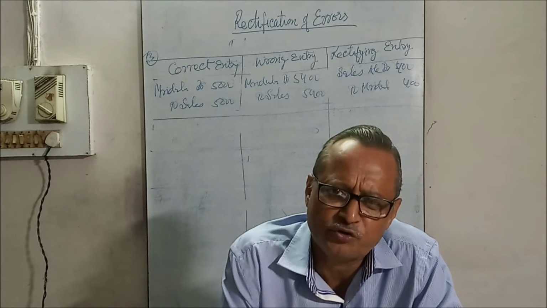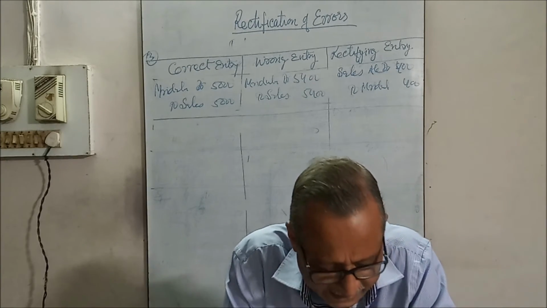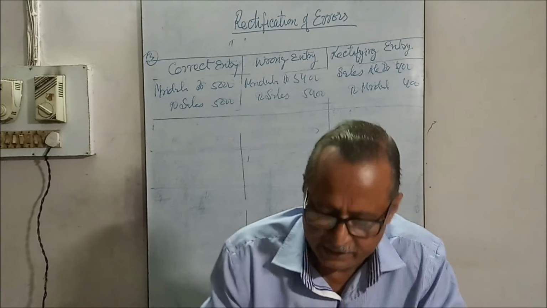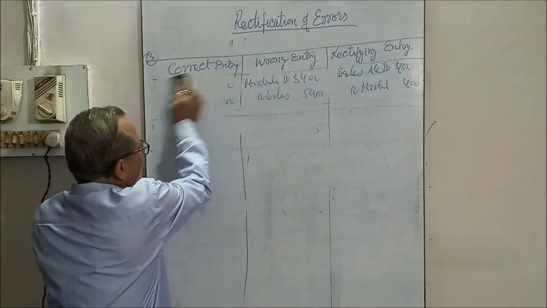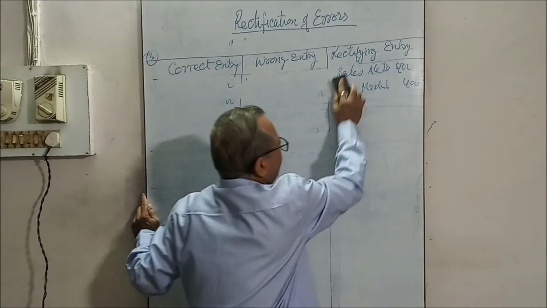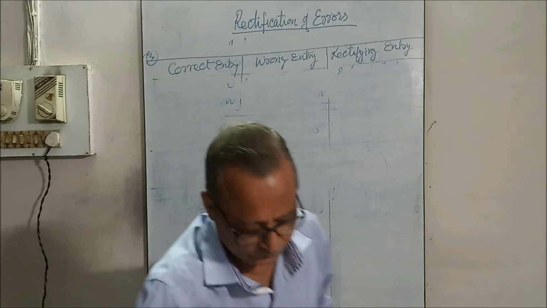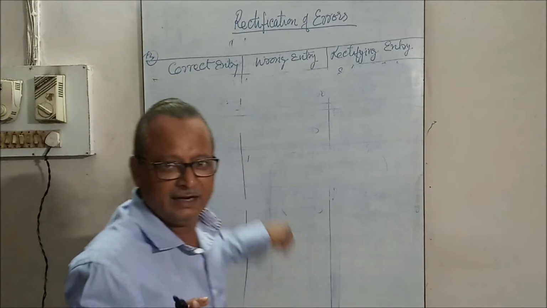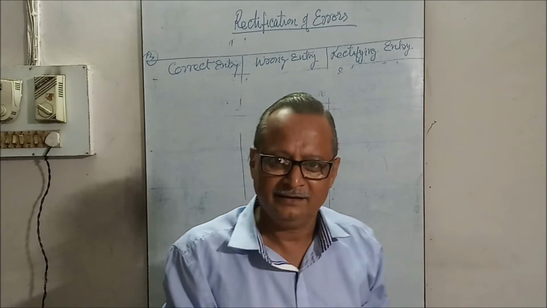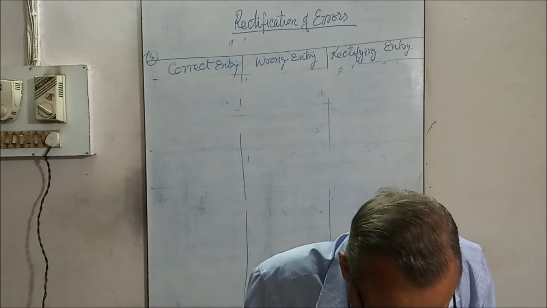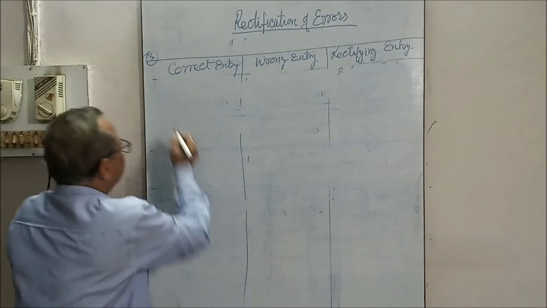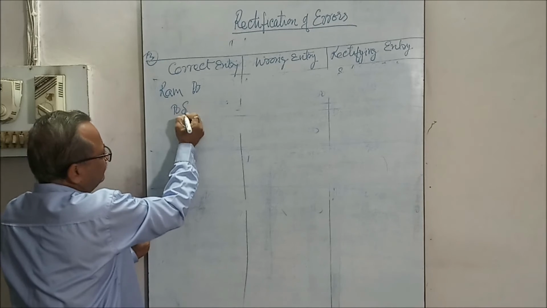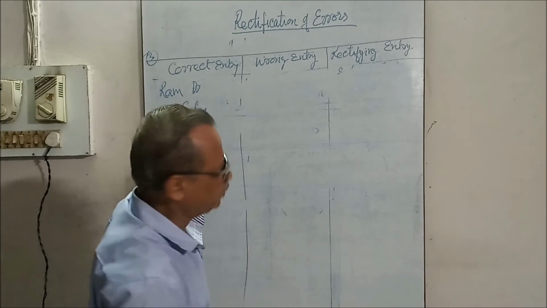Like this, question number 4, you see it. One question I will rectify, then the other I will dictate, and then you have to correct it. A credit sale of goods to Ram, 2,500. First portion: Ram debit to sales, it is rupees 2,500.